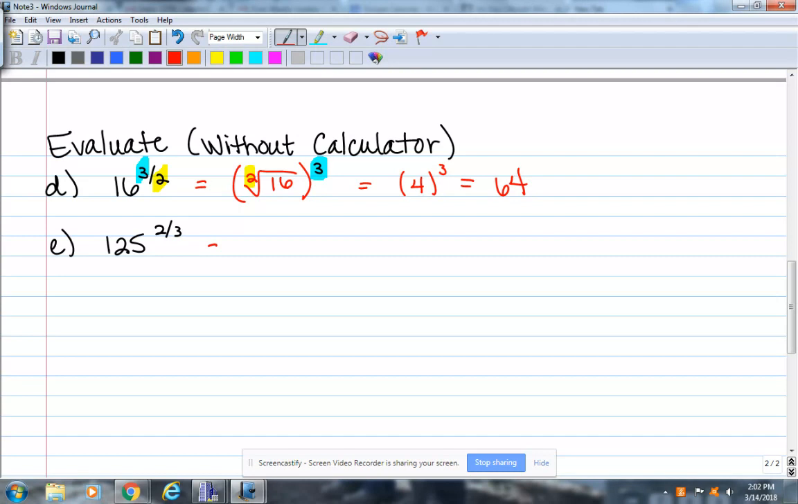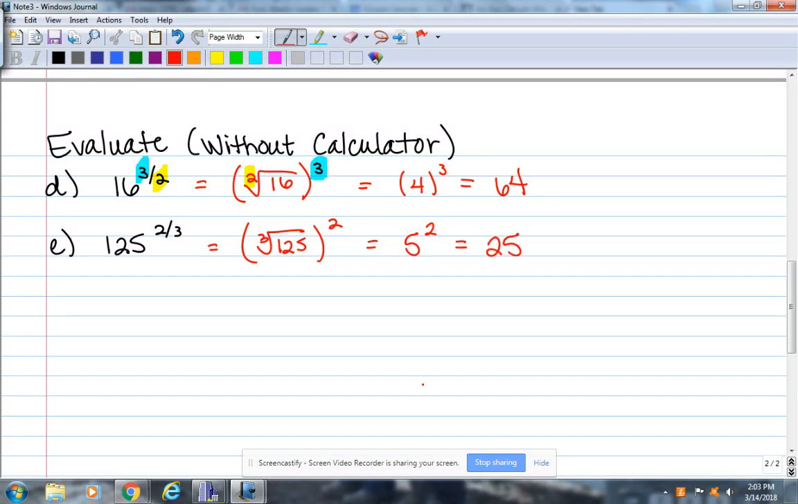So which one is my index? The 3. So it's a cube root of 125. And then I'm going to raise everything to the 2nd power. Denominator is your index. Your numerator is your power of everything. So first you do your inside, your parentheses. So what is the cube root of 125? 5. So your answer is 5 squared, which is 25.